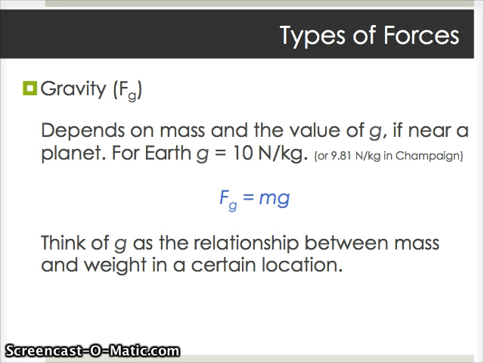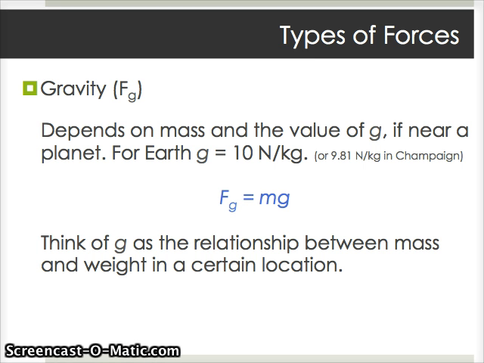Gravity, or the gravitational force, is something we've talked a little bit about so far. It depends on the object's mass and the value of little g. So you can go ahead and use 10 newtons per kilogram if you'd like. You can also be more official and use 9.81 or 9.8. Again, that is a choice.